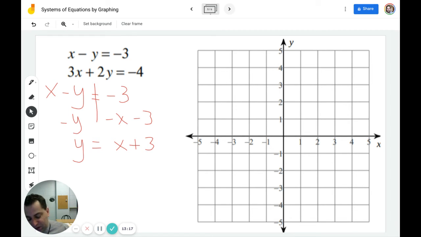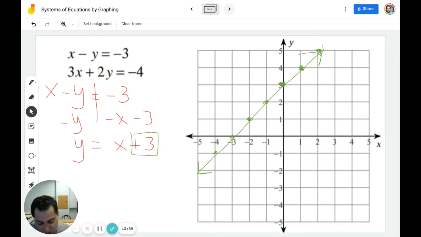From here, I can see that we have a positive 3 y-intercept and a slope of positive 1/1. So we're going to go up 1, right 1. Notice the trend, and draw my line in. We have to fix the other one now.